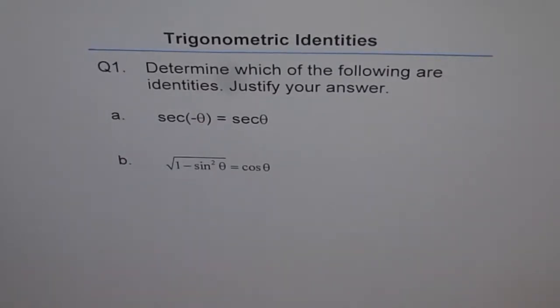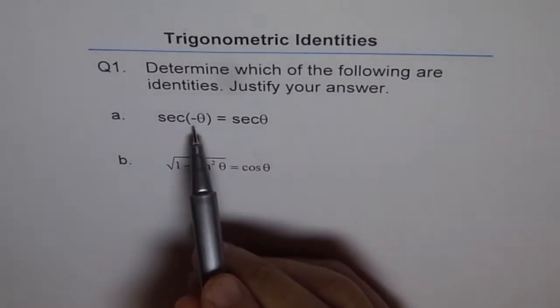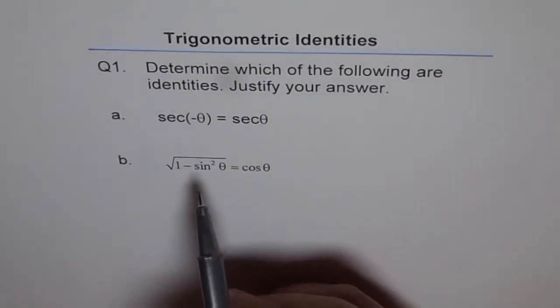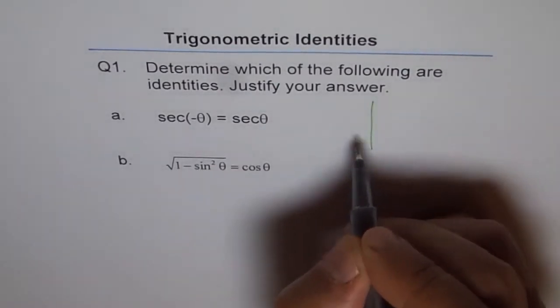Trigonometric identities. Question 1. Determine which of the following are identities. Justify your answer. A. Secant of minus theta equals secant theta. Well, let's look into it.